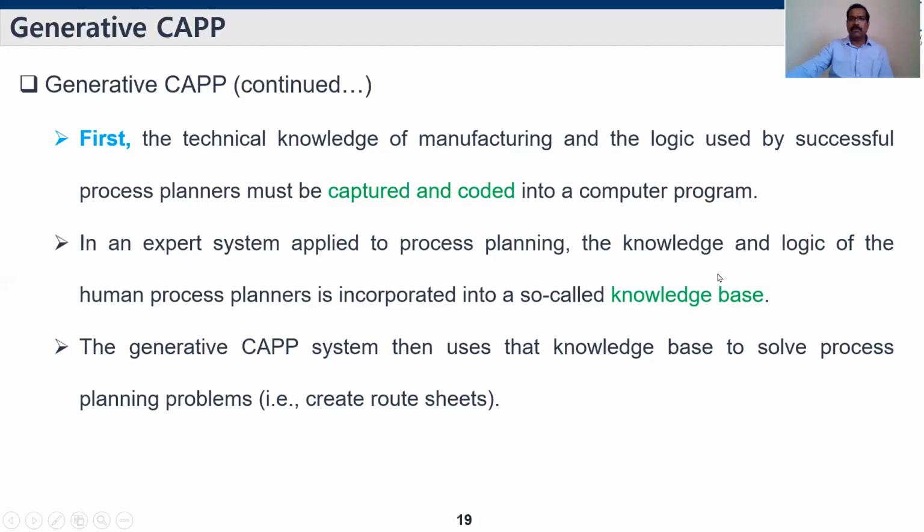The generative type computer process planning system uses this particular knowledge base to solve process planning problems. So the first step is to capture the knowledge of process planners who have lots of education and experience. Then code that information in the form of a computer program. The collection of these computer programs is called the knowledge base. The generative CAPP system will use this knowledge base to solve any problem, that is, to create a new process plan. Okay, thank you.